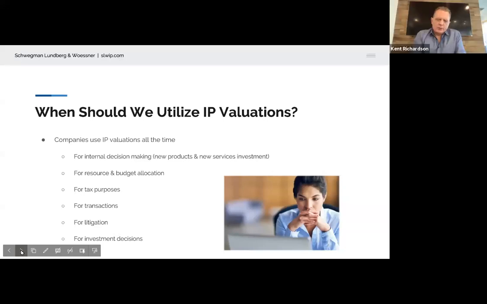Sure. So, another area is transactions, just buying, selling patents, M&A.